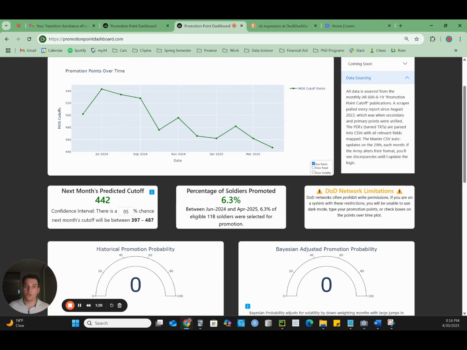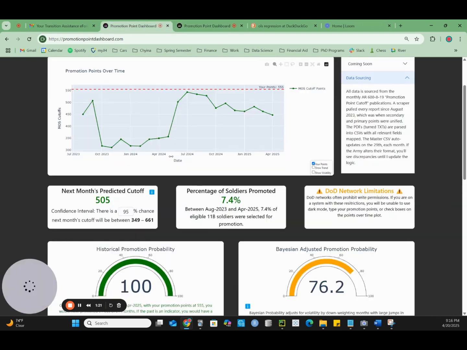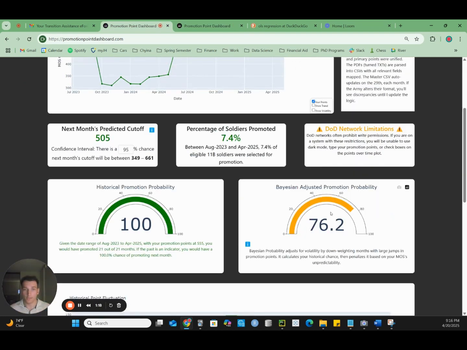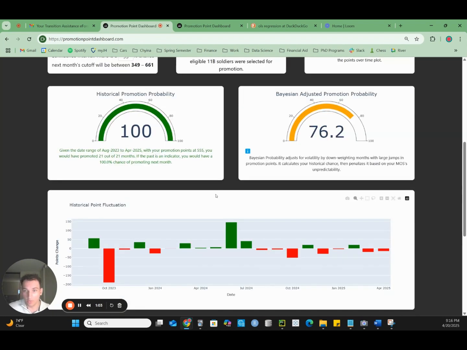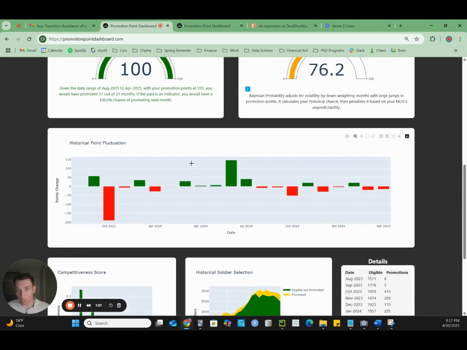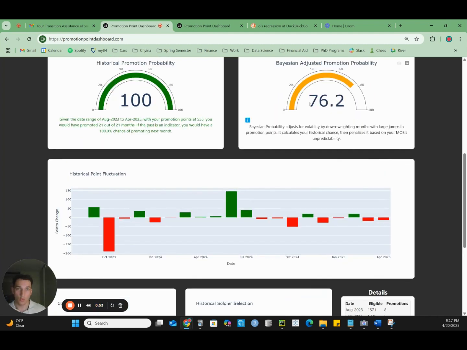This section here shows you how many people over that period of time were able to get their promotions. The dial graphs will go into the math behind the Bayesian adjusted promotion probability. It's less Bayesian than it is evidence-based volatility assessments and how that impacts your rating. We'll go down and talk about that in the second section. The historical point fluctuation graph gives you a snapshot of what the volatility is for your MOS. That volatility comes into account when looking at this evidence-based or Bayesian adjusted promotion probability.